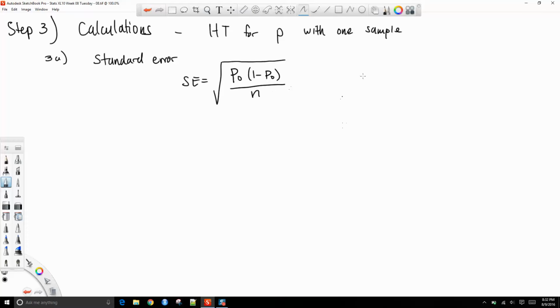Okay, what's p0? p0 is the number that appears in the null hypothesis. So in this case, it's 0.42.